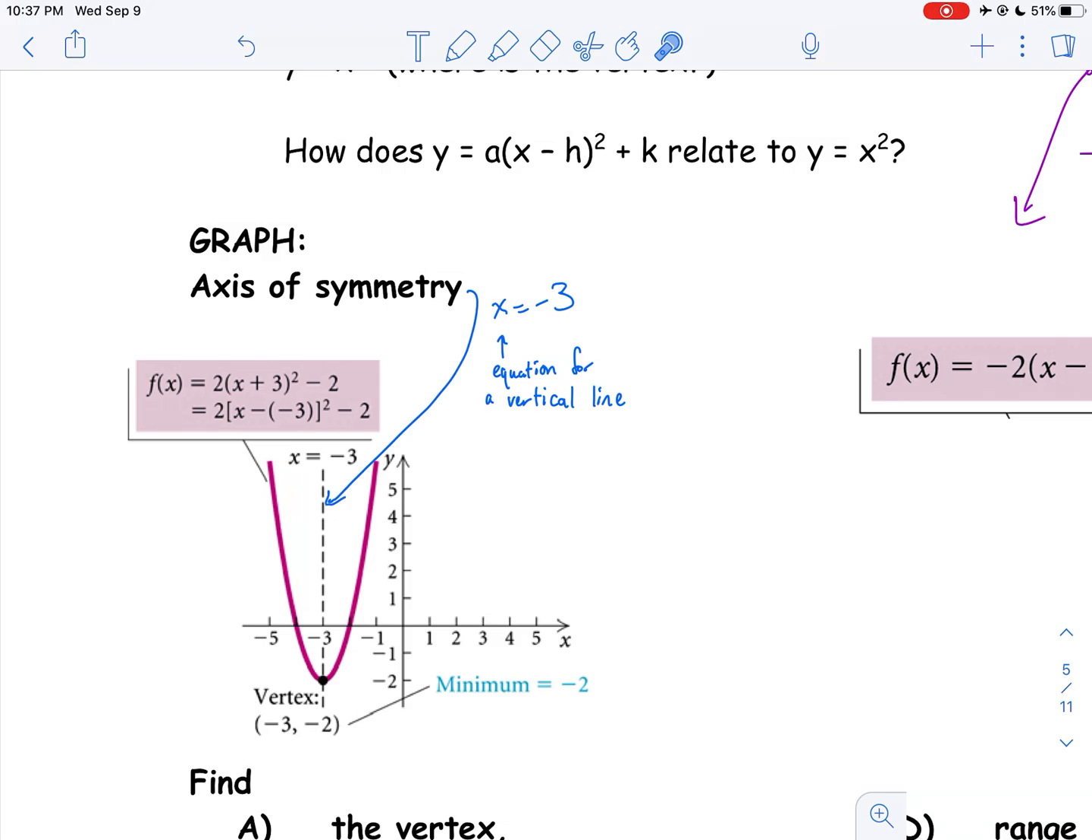And in this case, the equation's x equals -3. X equals, if you remember, is an equation for a vertical line up and down. And so that's the case here. In this case, we have a minimum value. The vertex is a minimum because the parabola is opening up, so it has a minimum value. If you take a look at the equation, it's x plus 3. We just finished transformations in the last chapter, so remember that would move it left 3 and down 2. So we see the vertex is at -3, -2.